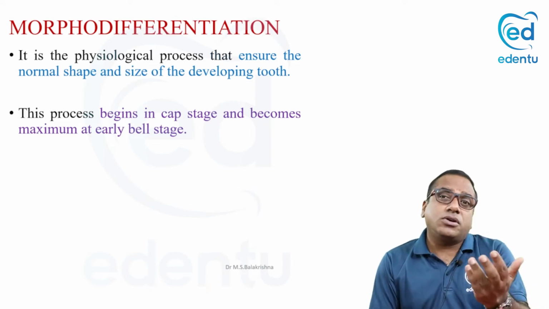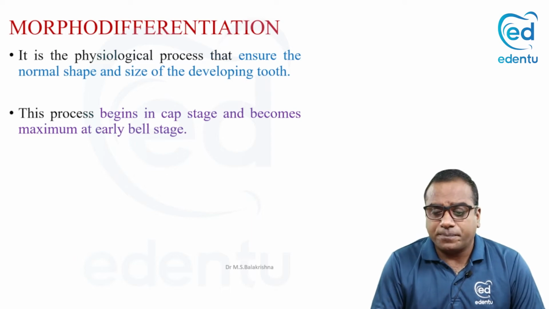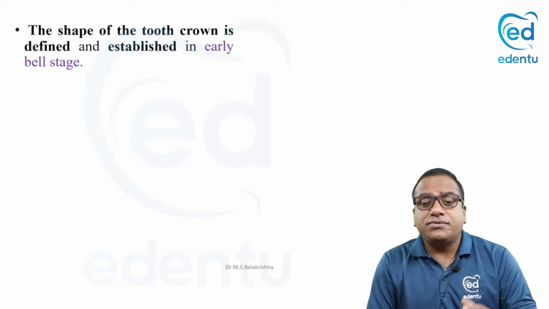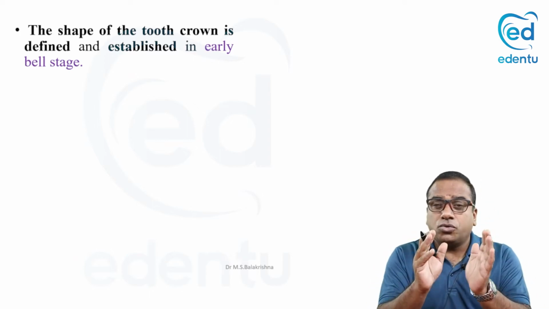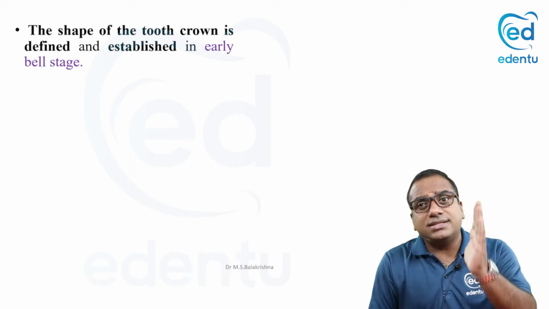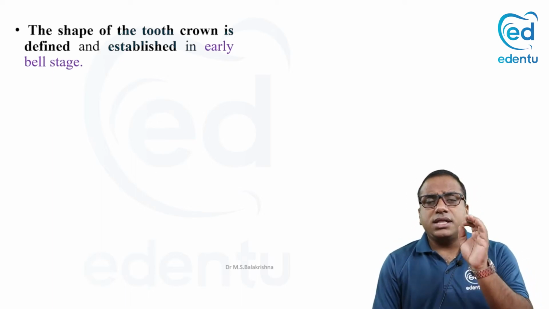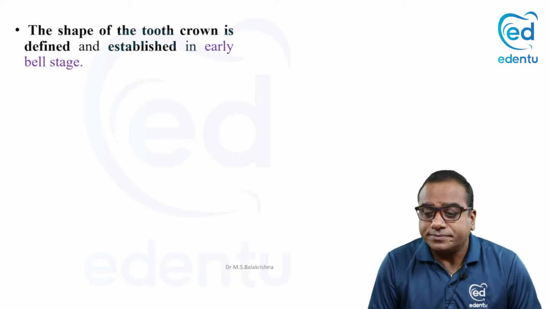So this is all because of the morphodifferentiation stage. What is happening here? The shape of the tooth crown is defined and established in the early bell stage. The shape of the tooth is well defined, whether it is incisor, canine, premolar or molar. Whatever it is, in the early bell stage, that is finally decided.